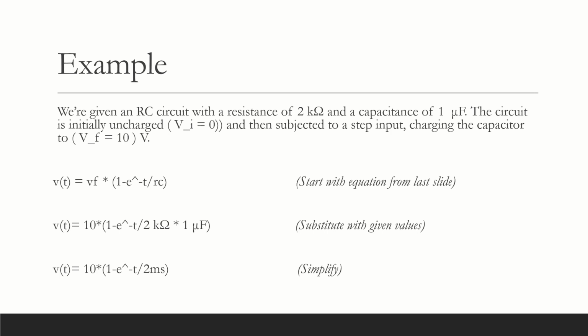After that, we substitute the given values. So instead of V final, we're given 10. So V(t) equals 10 times 1 minus e to the power of negative t, and then instead of RC, we substitute 2 kilo ohms times 1 microfarad. So we substitute the given values. And then the third, final step is to simplify that down. So V(t) equals 10 times 1 minus e to the negative t over 2 ms.